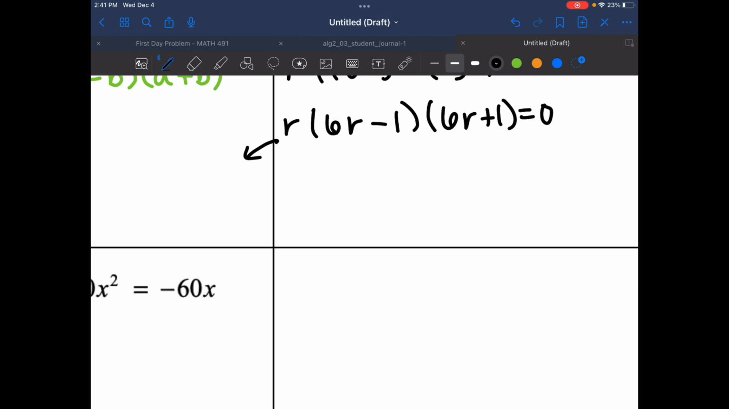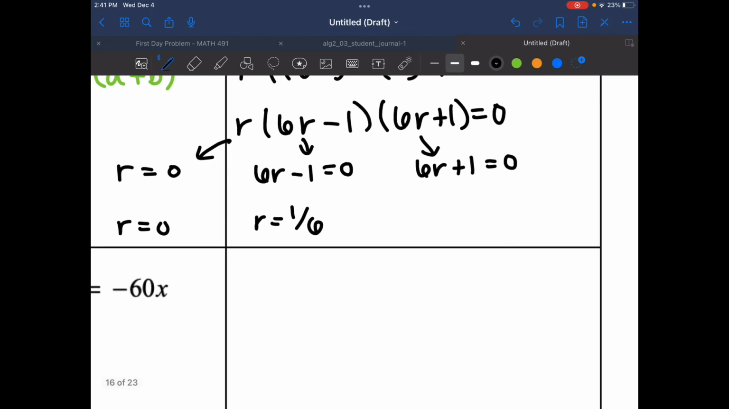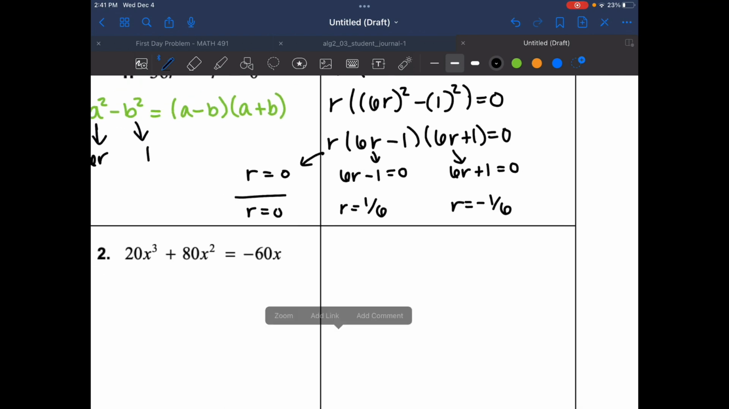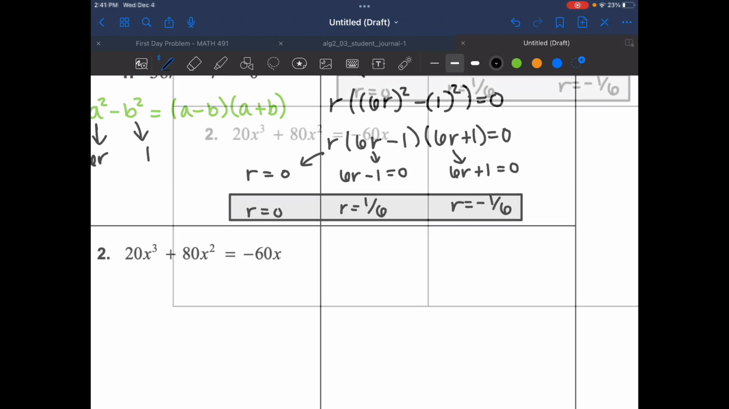Okay, then we have to set each of these equal to 0. So this is r equals 0, 6r minus 1 equals 0, and 6r plus 1 equals 0, okay? So this would be r equals 0, this would be r equals 1/6, and this would be r equals negative 1/6. And those are all your solutions, all your real solutions.